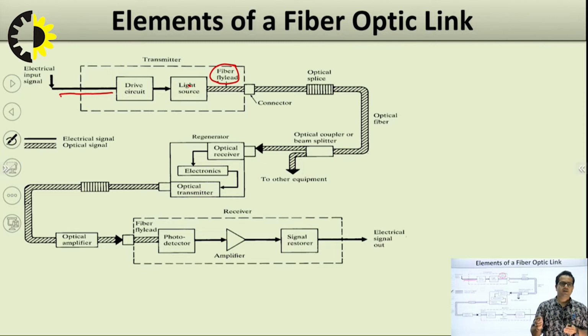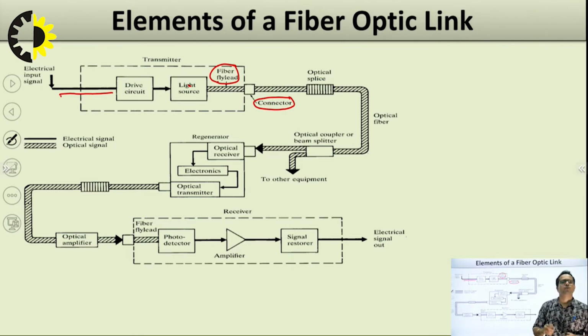So in order to couple it properly with the fiber, there is a fiber flyhead which is built in with the light source. Whatever optical signal is emitted from the light source will be transmitted in the fiber flyhead, and at the end there is a connector. This connector is used to connect the optical energy with the medium. Here we are talking about the optical fiber medium. So this entire thing is your optical fiber.